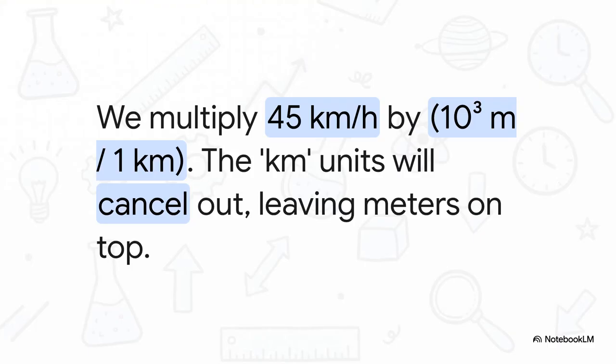So, following our steps, we write down 45 kilometers per hour. Next up is our magic conversion fraction. We look at our cheat sheet and see that 1 kilometer is 1,000 meters, or 10 to the 3 meters. The trick is to put the 1 kilometer on the bottom of the fraction. Why? So that the kilometer units, one on top and one on the bottom, can cancel each other out.